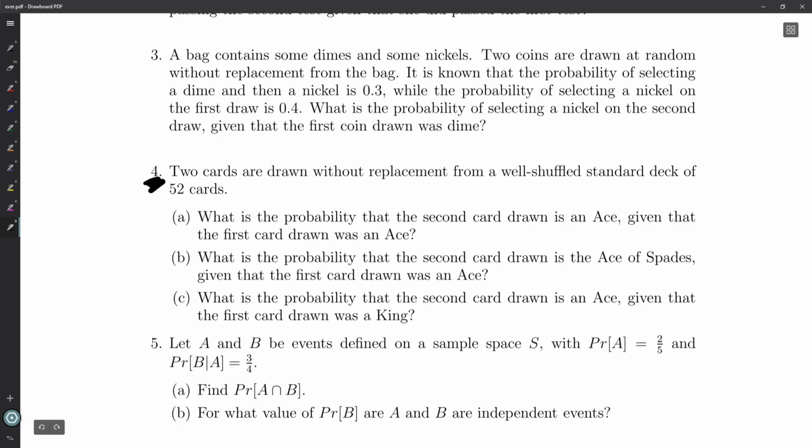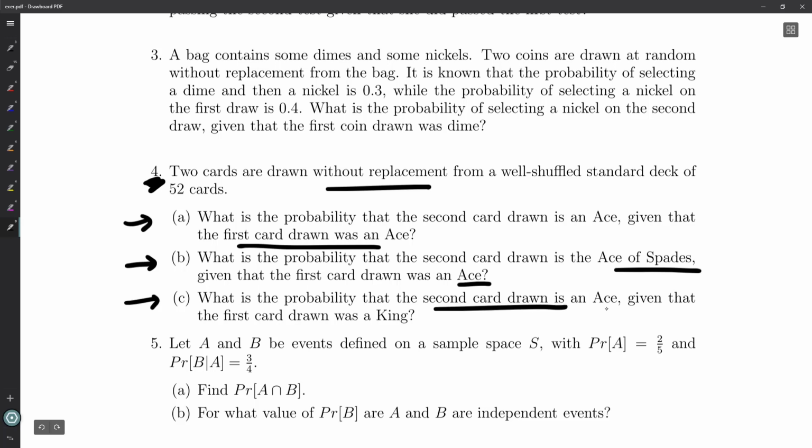So question 4 in 2.3. 2 cards are drawn without replacement from a well-shuffled standard deck of 52 cards. And we've got 3 parts here. A: What is the probability that the second card drawn is an ace if we know the first card drawn is an ace? B: What's the probability that the second card drawn is the ace of spades, given that the first card was an ace? So now we're being a little more specific. C: What's the probability that the second card drawn is an ace if we know that the first card drawn was a king? Okay.